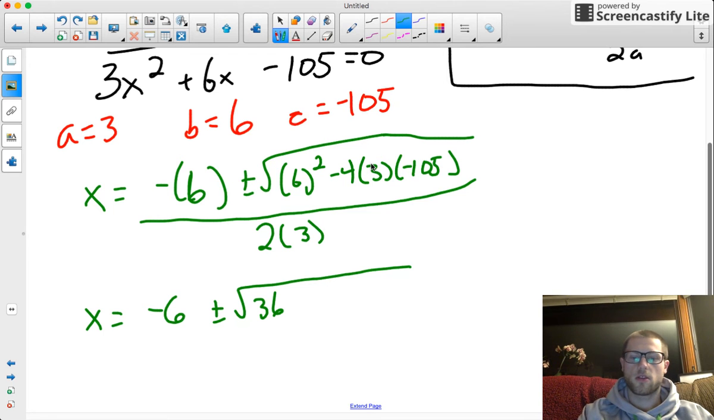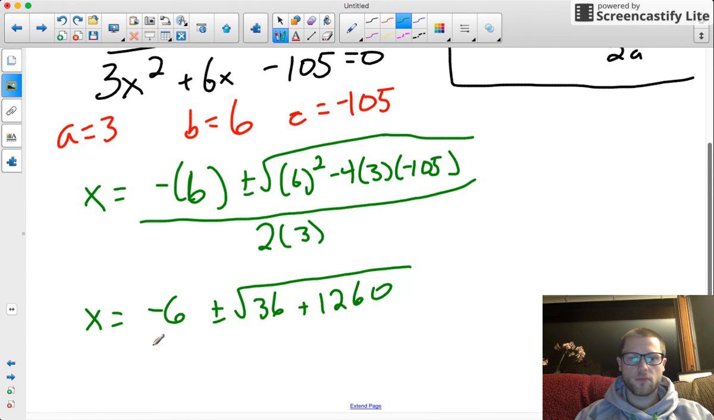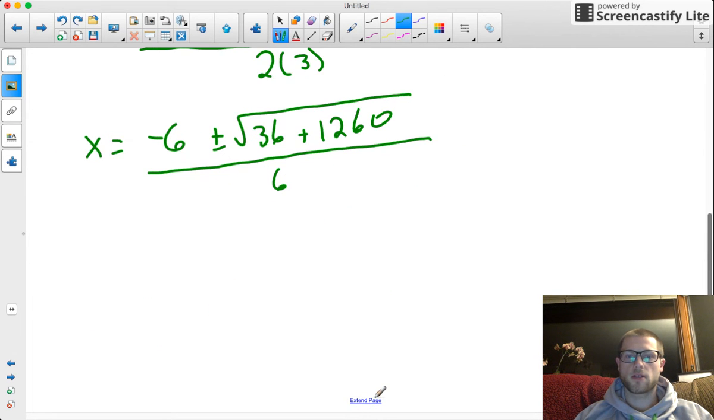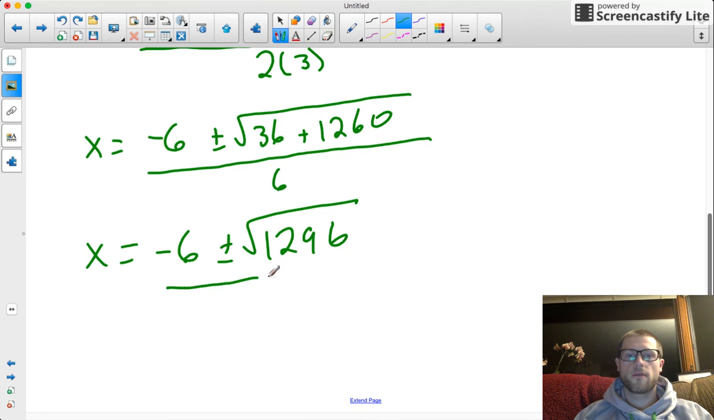Let me just calculate that real quick. Okay, ooh, 1,260. That's plus 1,260, when I divide that by 6. Alrighty. So next step here is let's add together what's on the inside here. So I get x equals negative 6 plus or minus the square root of 1296 all over 6.